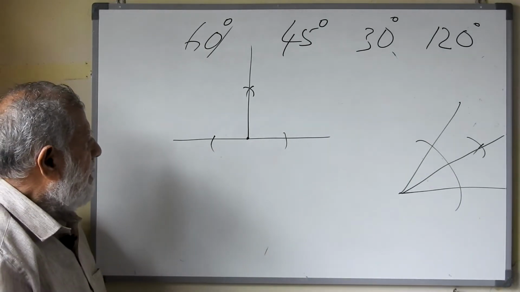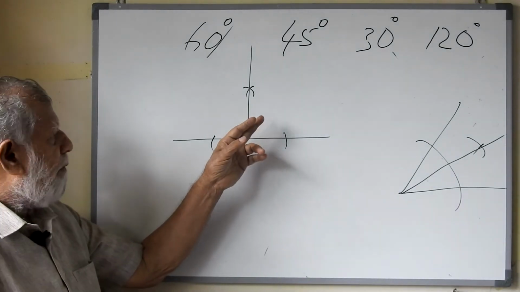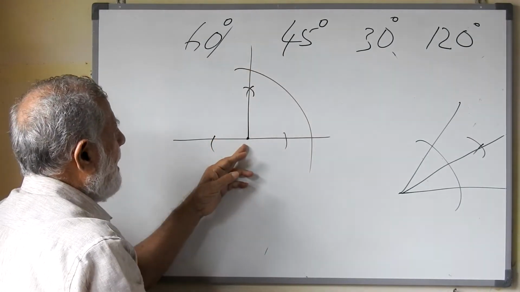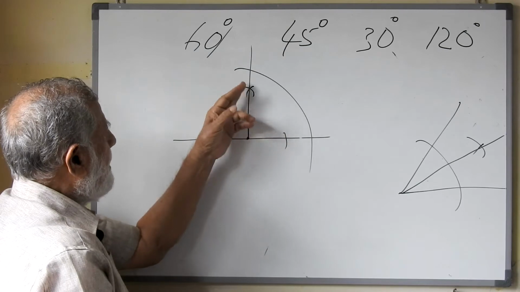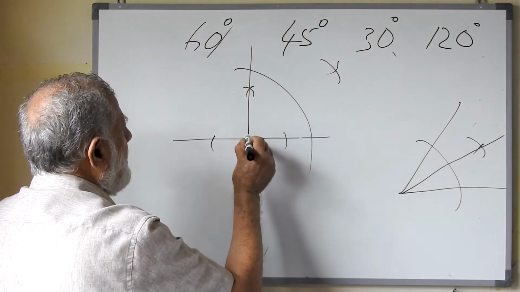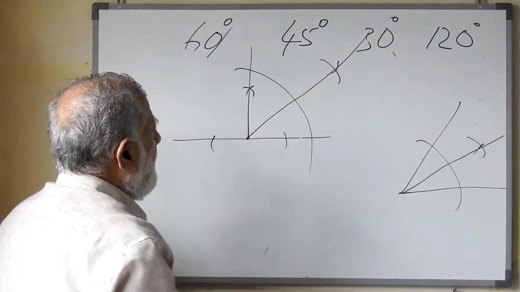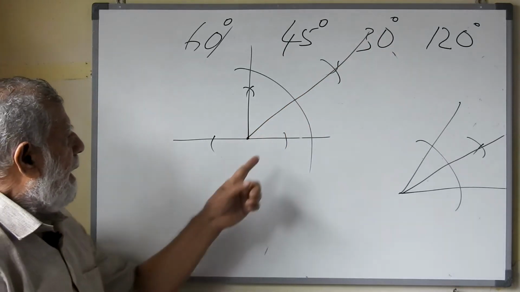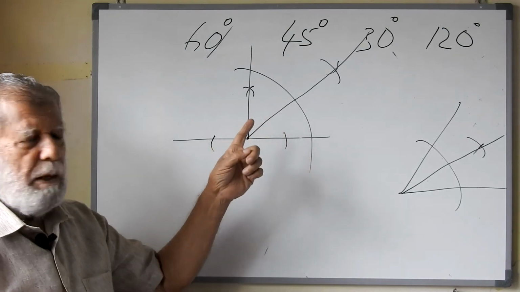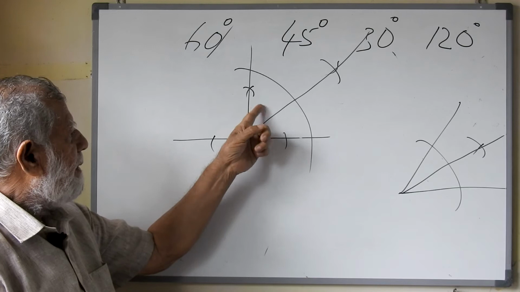Same way, if you want to get 45 degrees, what you do is from here you draw an arc like this. And from these two places, draw two arcs like that, and here draw another arc. So after that, join this. When you join that, you'll get a line, and these two angles are equal. If you measure them with the protractor, you'll notice that this is 45, this is 45.